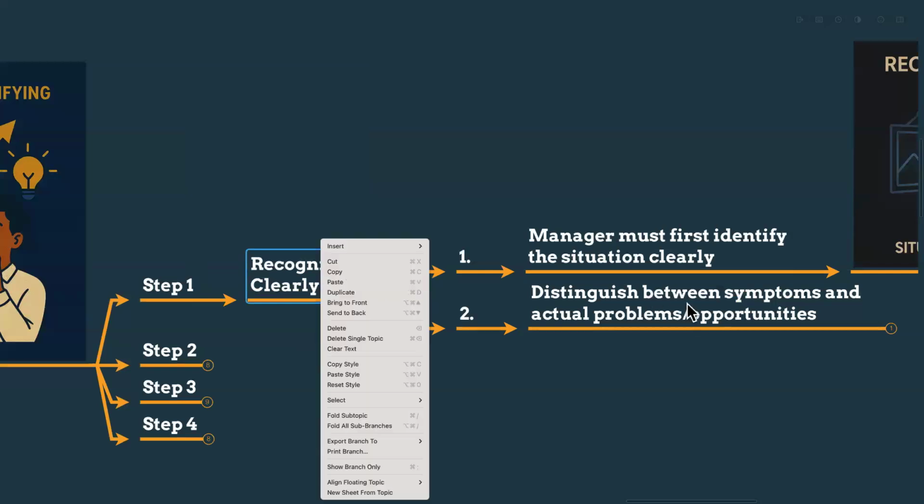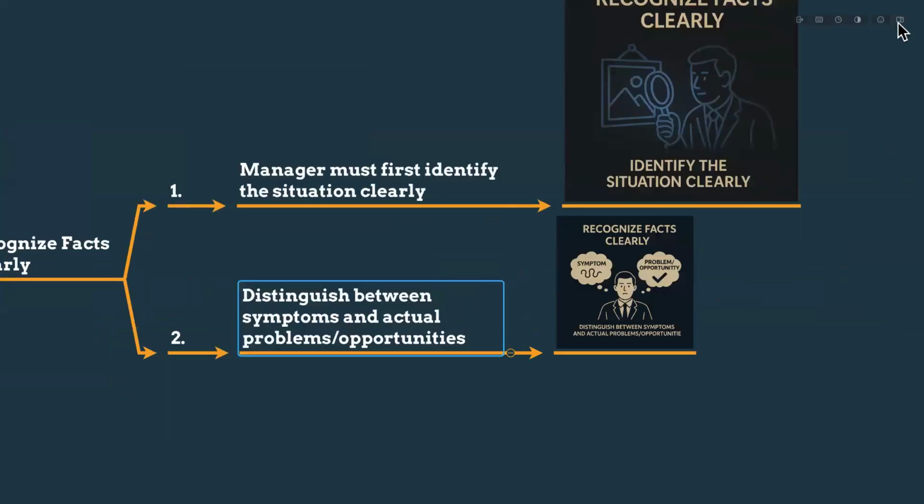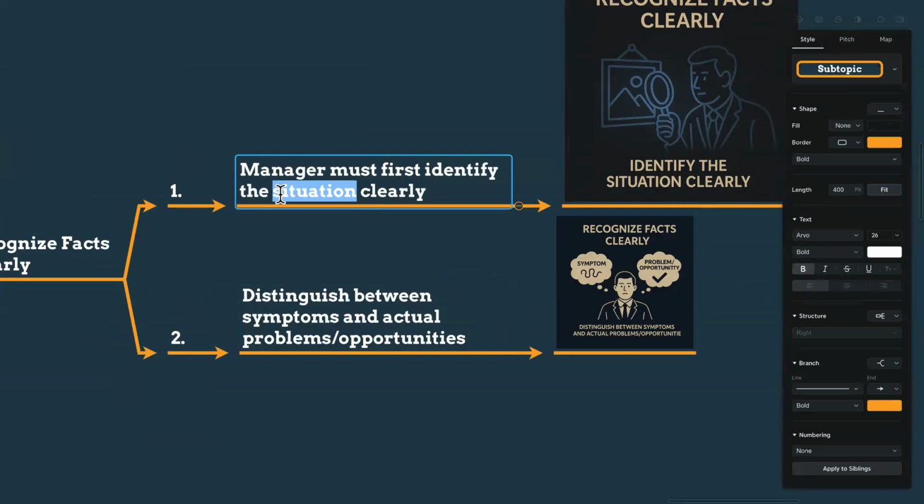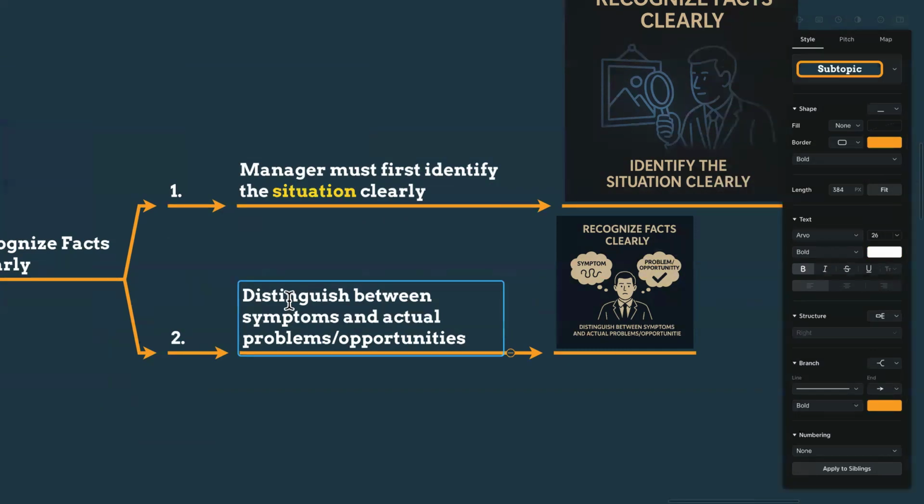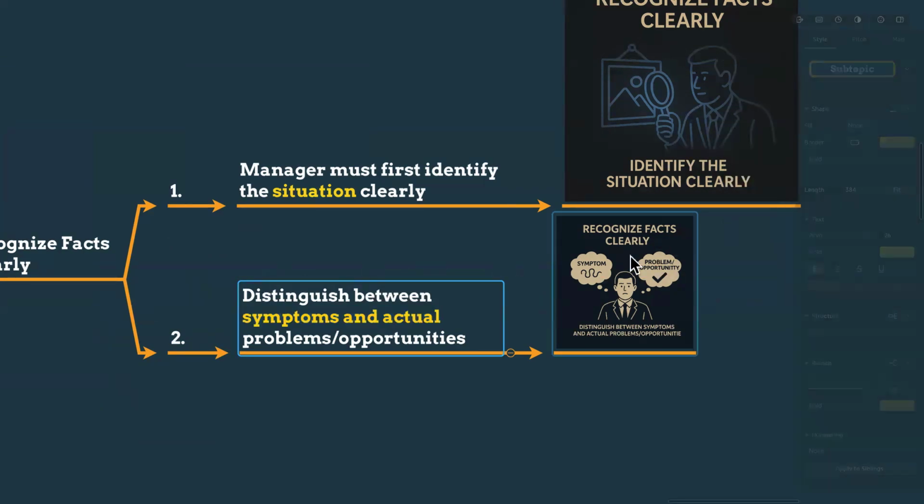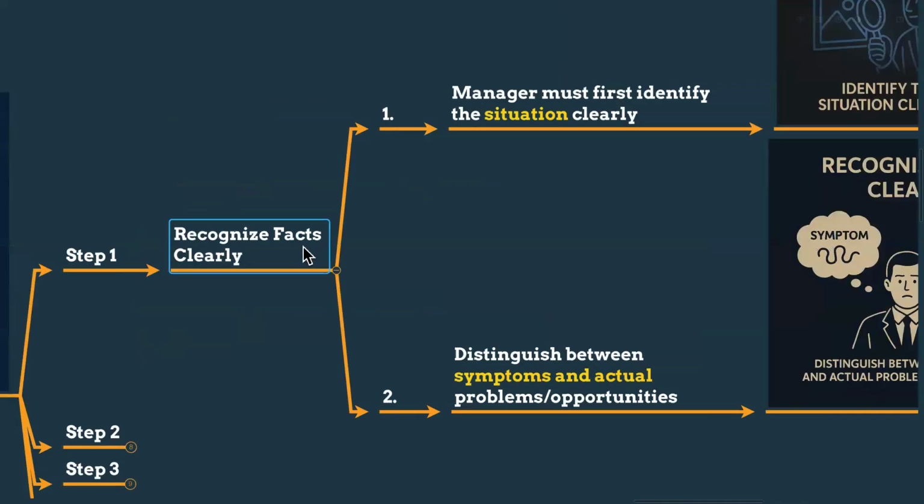Recognize the facts clearly and distinguish between symptoms and actual problems or opportunities. So first you have to identify the situation very clearly, then distinguish, meaning differentiate, between the symptoms and the actual problems. This is just a symptom, but the actual problem is somewhere else. So you have to recognize that, right? The symptom happens because of something that already happened, as I explained to you earlier.